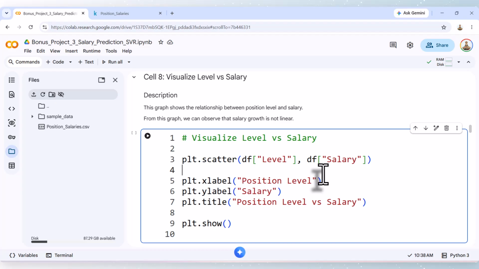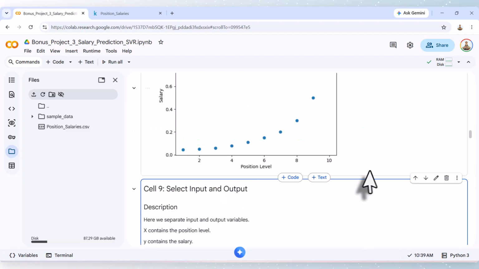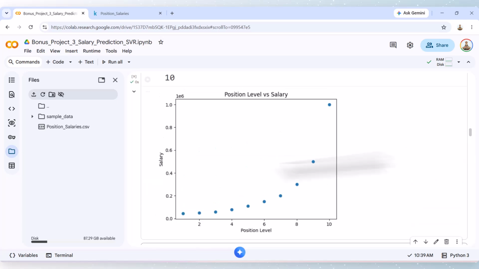Then visualize the level versus salary. So in this cell, we create a scatter plot between the position level and salary. The x-axis is the position level here, and the y-axis contains the salary. Okay, from this graph, you can see the linearity of the data. It's basically not linear, it is non-linear. It clearly shows a curve. If the position level is increasing, the salary is also increasing. But notice that it is not a straight line equation.